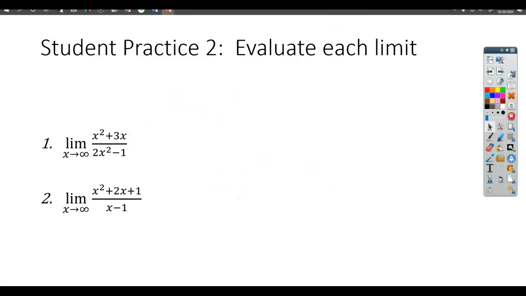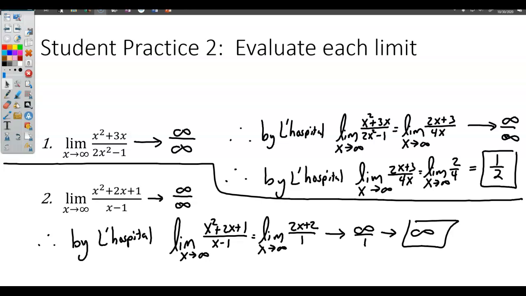When you unpause the video, you will see the solutions. All right, guys, so here are our solutions. What I have here is the bare minimum amount of work that you should be showing on these problems. So remember, we want to know not only how to do L'Hopital's, but when you can do L'Hopital's. So let's answer that. When can you do L'Hopital's? You can do it anytime you have this or this. Okay?